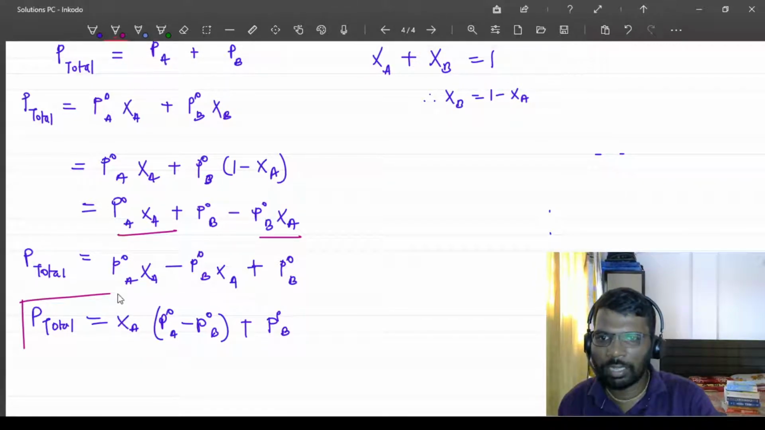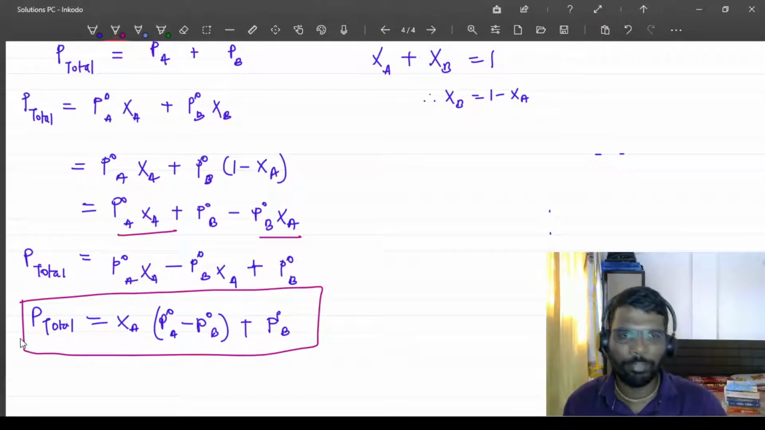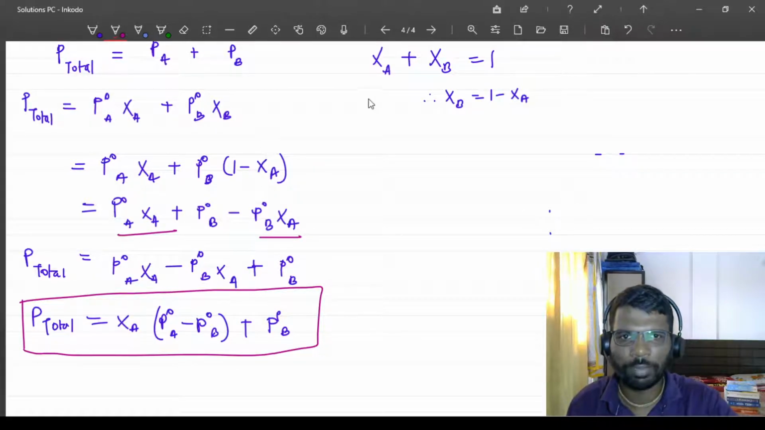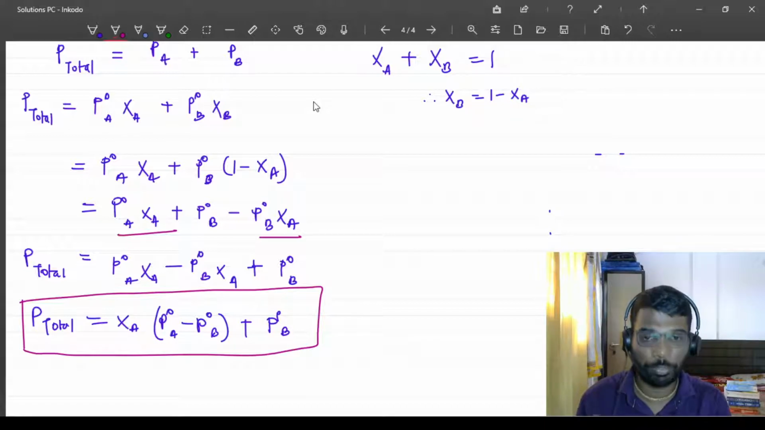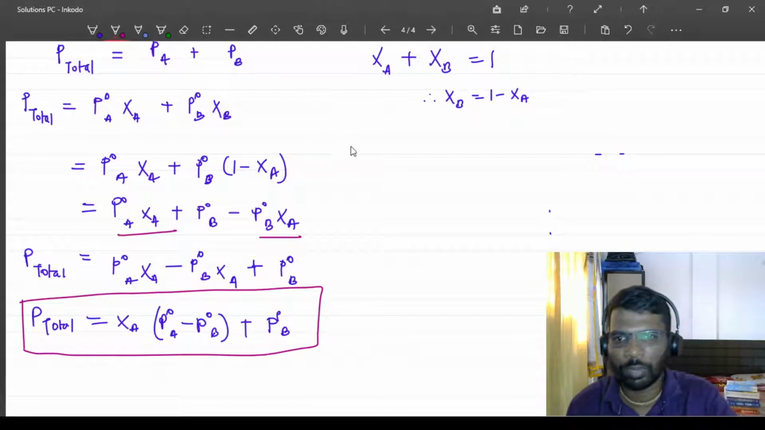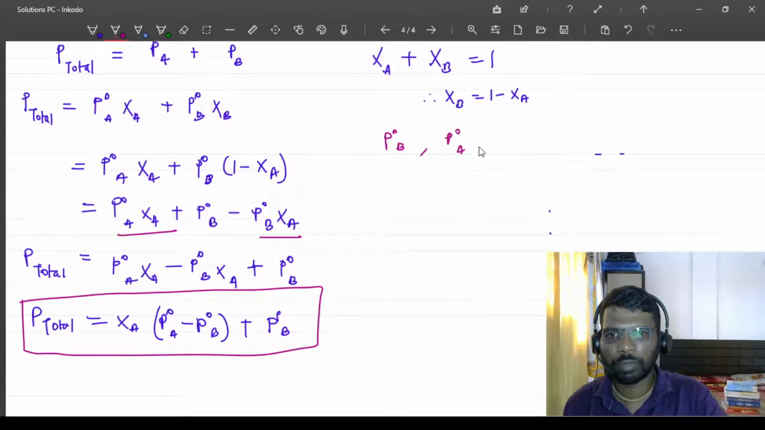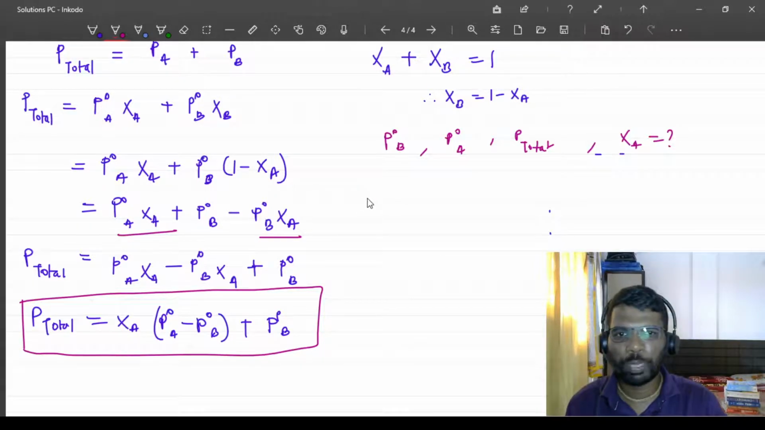You can easily learn this formula by heart, or if you know the concept very well, then of course you can derive it. For the exam we may not have so much time, but if you are getting confused with the formula, then you can easily derive it over here. So we want P naught B, we want P naught A, right? P total is given, and we have to find xA. This is what I need to find. Okay, so P total, how much is the P total given?